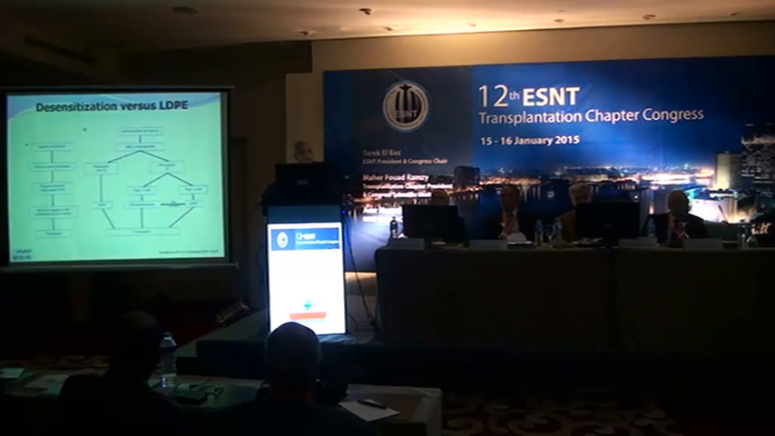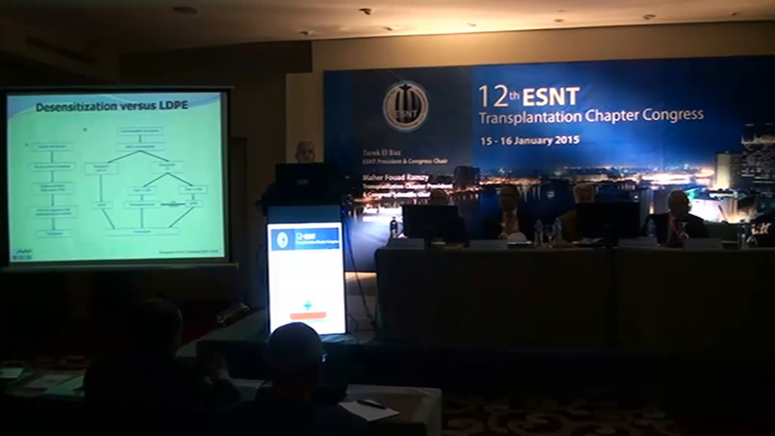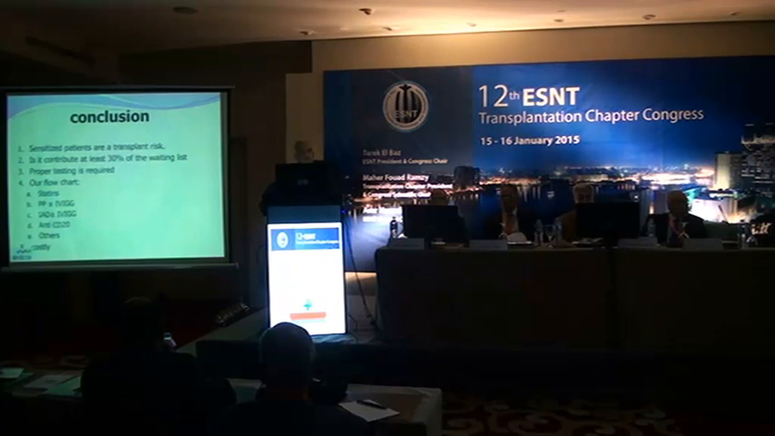So we can do that for the highly sensitized patient. If we do not have a live donor available, desensitization with high doses of IVIG, wait for cross-match, and transplant. We can go for a compatible living donor. We can go for exchange between them, desensitize. If we cannot desensitize them, then we can go for the program. In conclusion, we can say that sensitized patients are at transplant risk. It contributes to a very large increase in the waiting list.